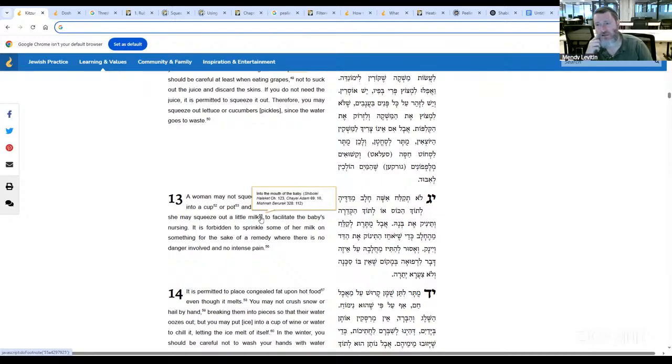Not done through a machine. Maybe it doesn't have to be electric, all manual. I'm saying even a manual pump, maybe it'd be better to use by hand. You mean fingers? Yeah. So he said to squeeze out a little milk into the mouth of the baby. This is what you're asking about. He brings down the Chai Adam and the Mishnah Berurah.